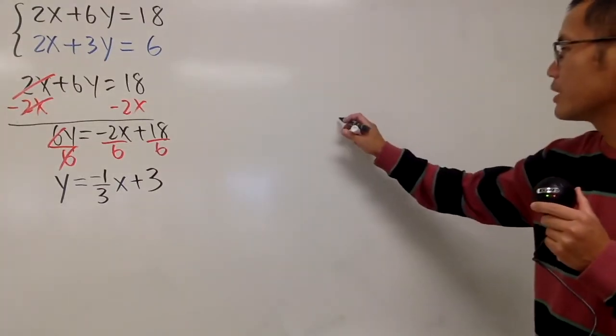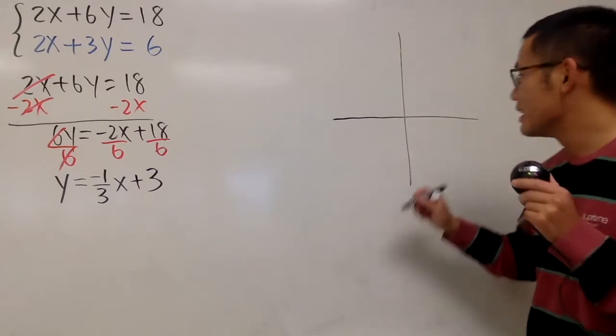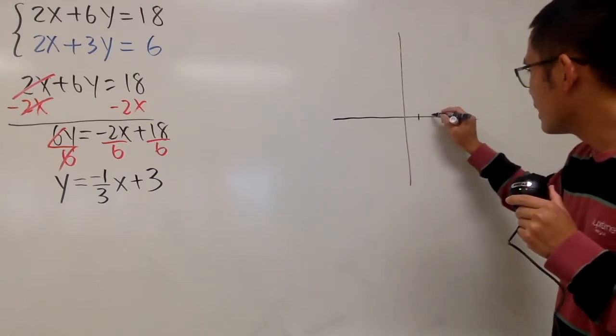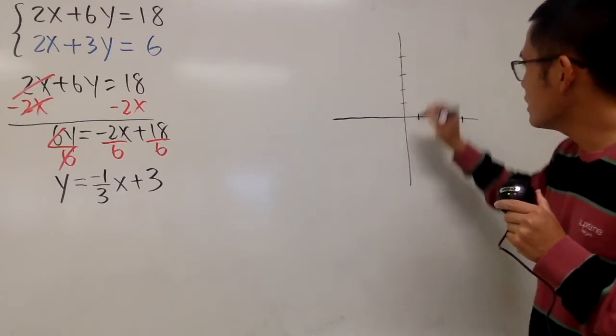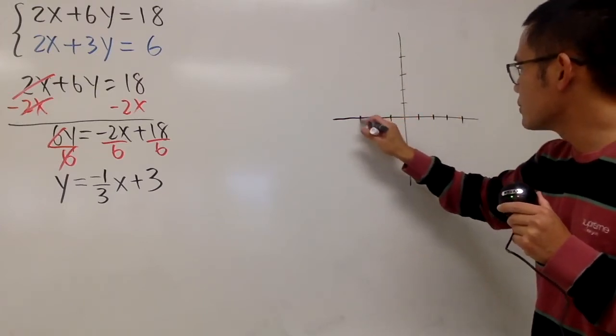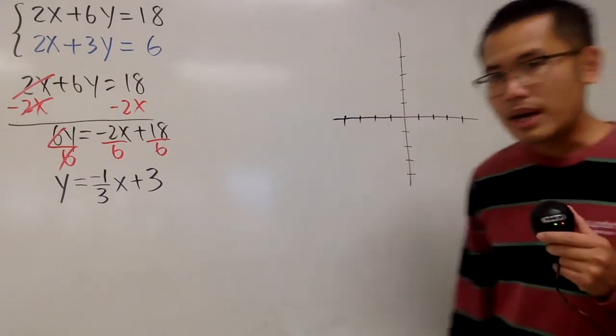So let's go ahead and make the graph first. So this time I will just try my best to do this for you guys, right? So here we go. Let's say we have 1, 2, 3, 4. 1, 2, 3, 4, and 1, 2, 3, 4. That should be enough, right? 1, 2, 3, 4. All right.